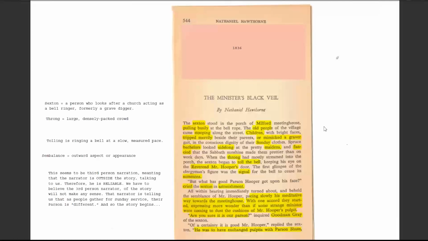And like all stories and novels and plays that we read, the first page, the first sentence, the first paragraph is very important in understanding and setting the tone so that we understand and appreciate the entire story. The first sentence: "The sexton stood in the porch of Milford Meeting House, pulling busily at the bell rope."